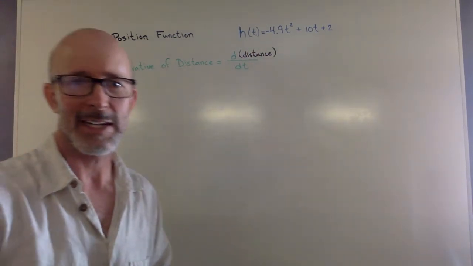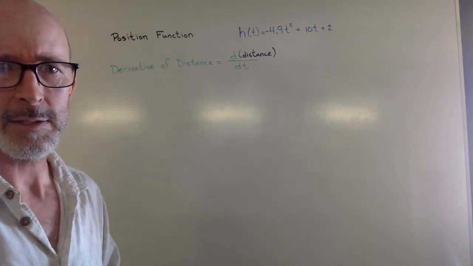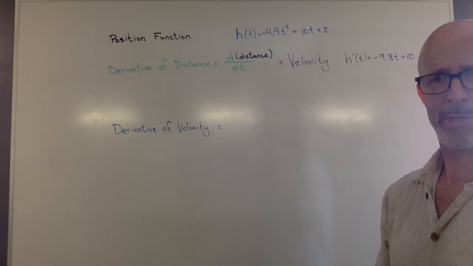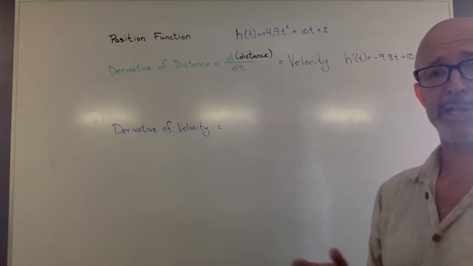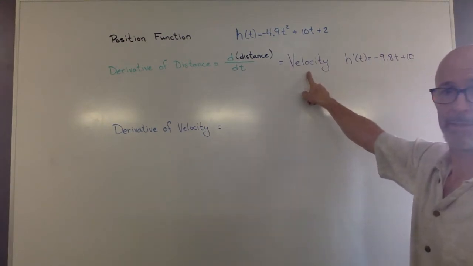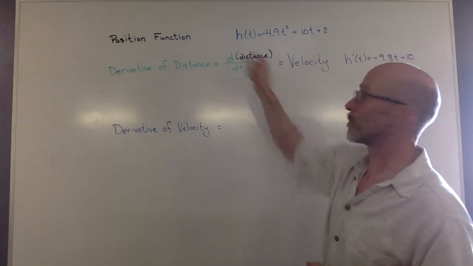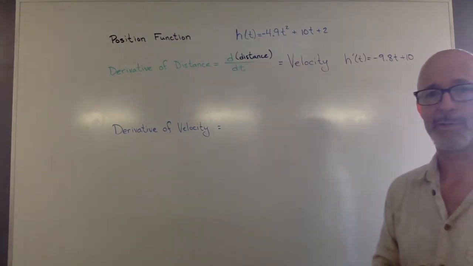Now, those of you who have taken any science classes might have heard of this thing before. If you haven't heard of this before, the change in distance over change in time is called the velocity. You can find the velocity of the object if you know its original position function and you take the derivative.